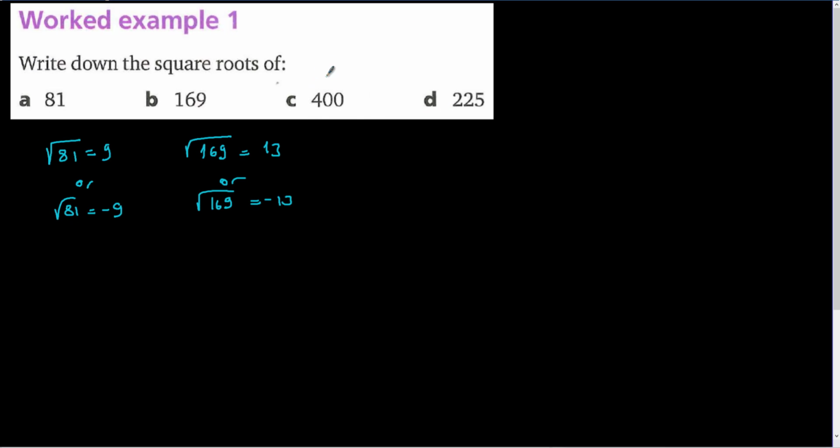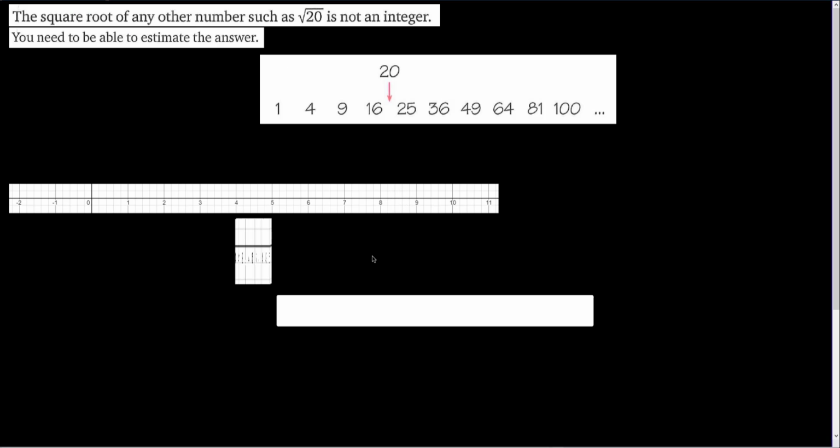I'm going to solve this question in the classroom, so let me continue with this one. What about the square root of 225? The square root of 225 is going to be equal to 15, or the square root of 225 is going to be equal to minus 15.